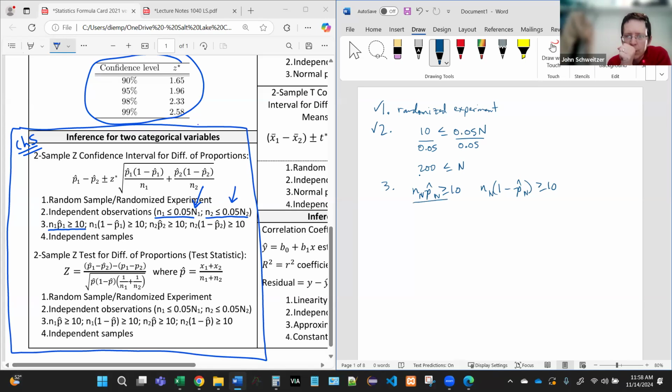What is this saying? This is saying the number of successes, right? So among the metal band group, there were 6 survivors. And how many failures? 4 failures, right? 4 that did not survive. Notice that these are false, right? 6 is not more than 10. 4 is also not greater than or equal to 10. So what does that mean? Well, it means that there's a flaw here with the study.